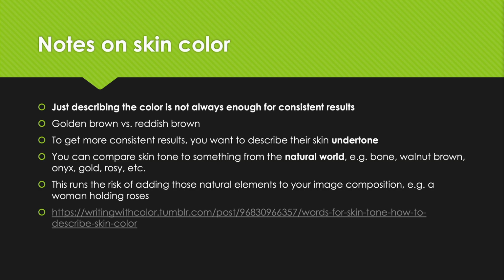Now here's some more notes on skin color. Just describing the skin color is not always enough for consistent results. Think of golden brown versus reddish brown. To get more consistent results, you want to describe the skin undertone, and you can compare it to something from the natural world like bone, white, walnut brown, onyx, gold, rosy, etc. This runs the risk of adding those natural elements to your image composition. For example, a woman is holding roses.